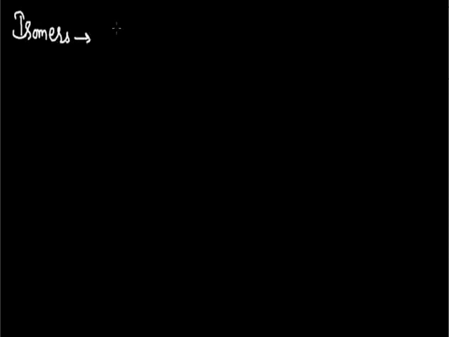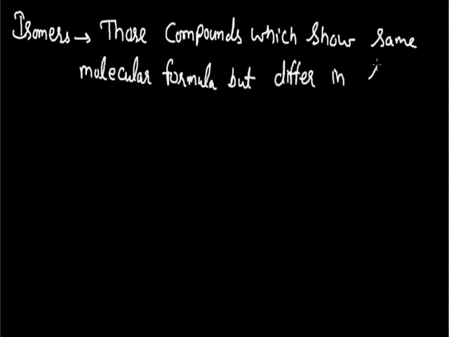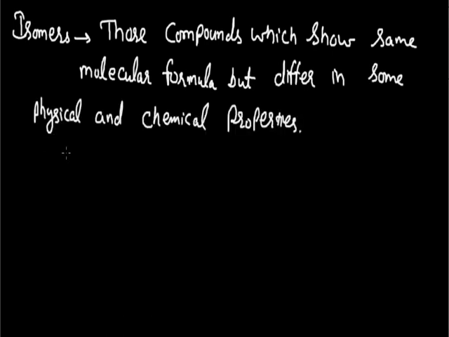So, isomers can be defined as those compounds which show the same molecular formula. For example, if I have the molecular formula C4H10, for the first structure, since this compound follows the general formula of an alkane, what I can write is CH3 connected with CH2. Another CH2 group is there with the terminal CH3 group.